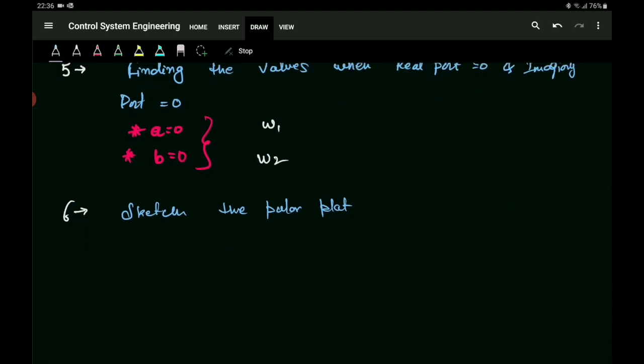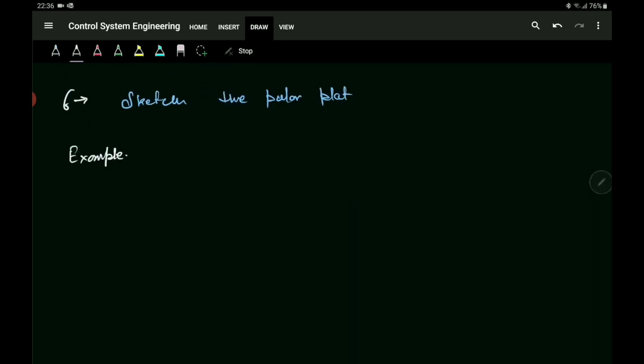So these are the steps for drawing the polar plot. Let's take a few examples for a better understanding of how to sketch a polar plot. G(s) equals 1 upon s to the power n. Let's say we have an nth type of system. So how do we sketch a polar plot for this system?